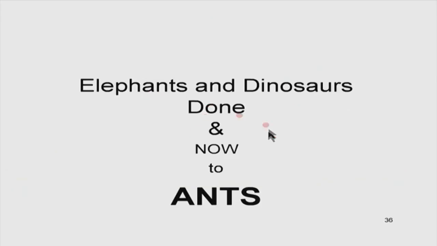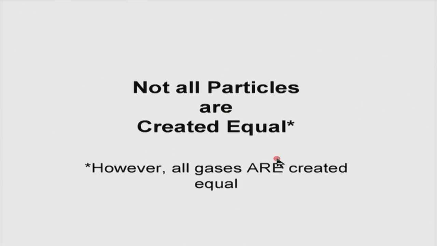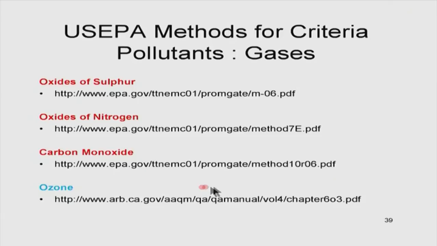Again, when we are done with elephants and dinosaurs, what we are left with is ants. We haven't dealt with gas analysis, okay? For gas analysis, these are the gases, criteria pollutants. You have primary gases and secondary gases. I said this in the beginning of the lecture, not all particles are created equal. However, all gases are created equal, but the chemistry is different, so you can use the chemistry to use different detection methods. These are the different methods by the US Environmental Protection Agency for oxides of sulfur, oxides of nitrogen, carbon monoxide, and ozone. These are the different methods used to detect them.